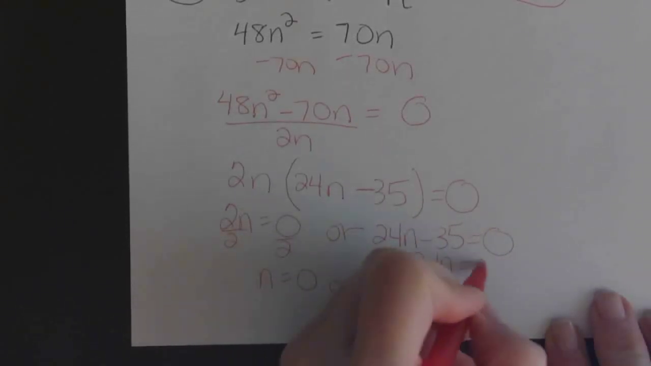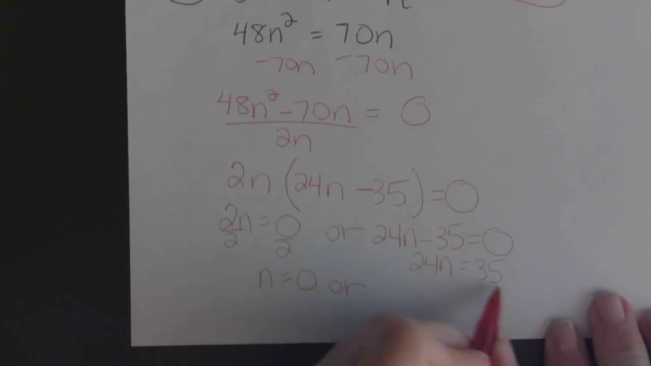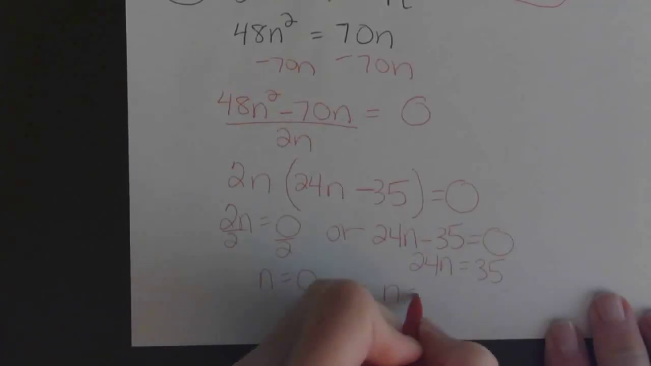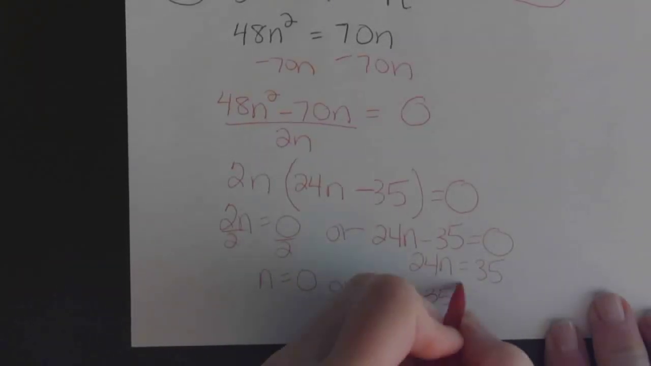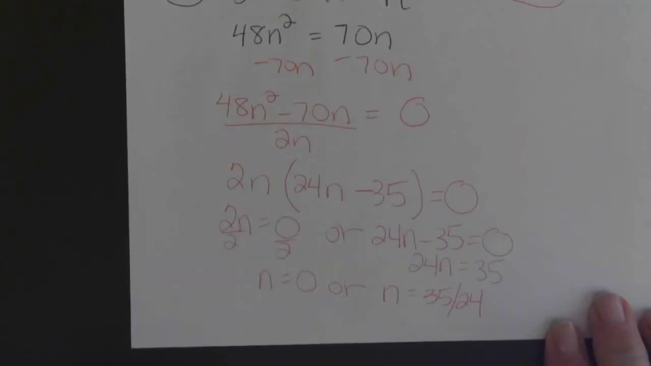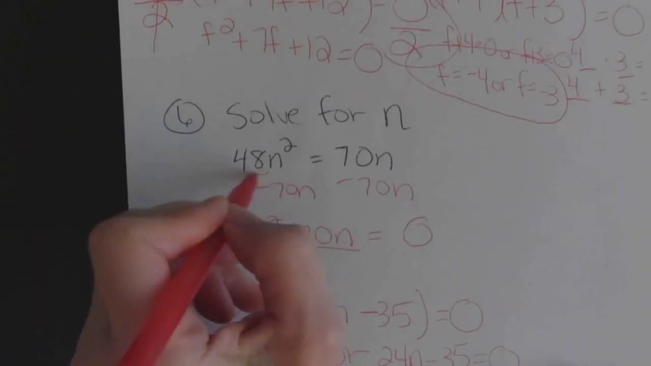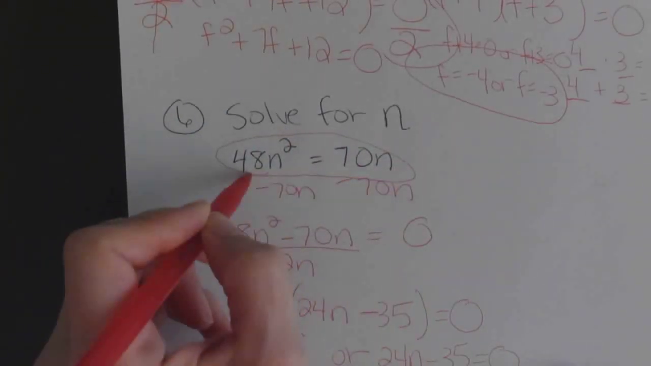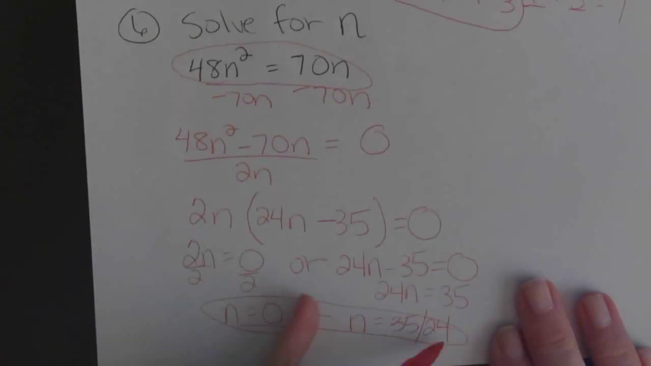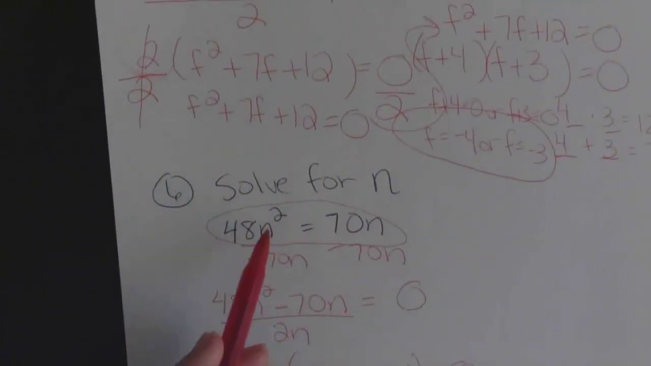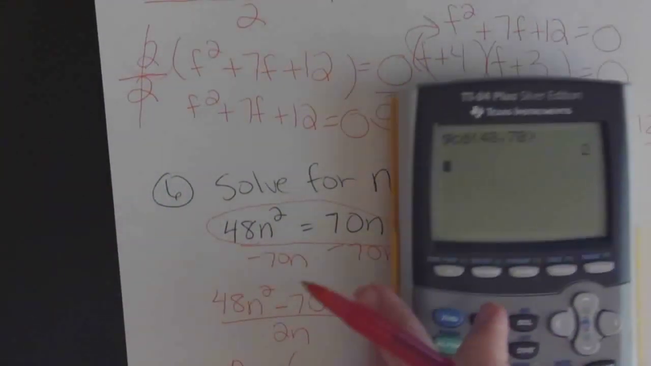So to solve those down, divide by 2, n equals 0, or add the 35, that's going to give me 24n equals 35. Divide by 24, and that's going to be 35 divided by 24. And those would be my two answers. And you might say, really? That ugly answer? Yeah? Watch what happens.